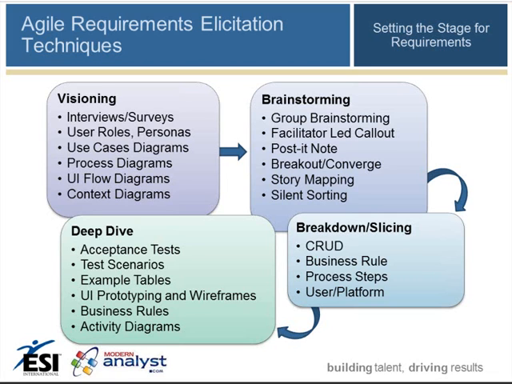And then at the sprint level, we're doing the deep dives to look at developing those requirements at the appropriate level of granular detail. So we've gone broad here first, and this illustrates really that in the end we're diving down into granular detail with the deep dive, which is done at the level of the user story. So we have acceptance tests developed, test scenarios, example tables, for instance, prototyping wireframes, business rules, activity diagrams, all of which are usable for elaborating on those requirements at the level of the user story.